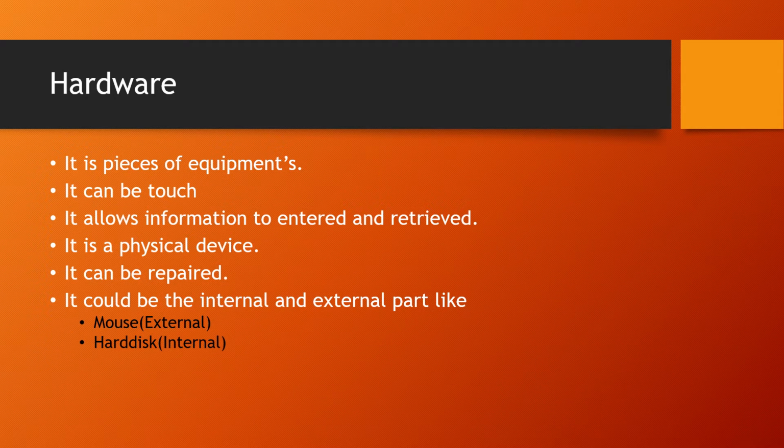Now, first point, what is hardware? Basically, it is a piece of equipment. It means it is a part of your computer system; keyboard, mouse, everything is a part of hardware. In general terms, it can be touched. It allows information to enter and be retrieved from the computer system. It is a physical device. It can be repaired also, and it could be an internal part or an external part. If it is an internal part, an example is the hard disk, and for an external device, it is the mouse.